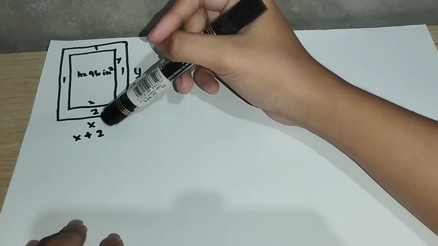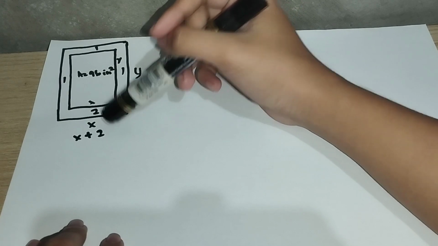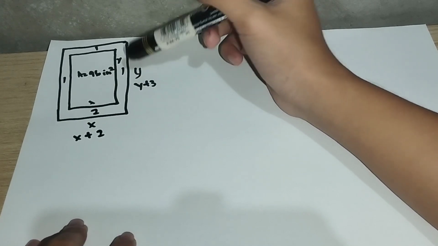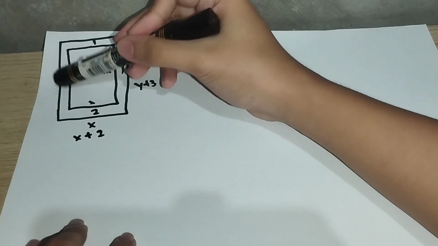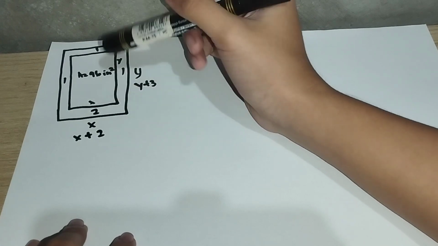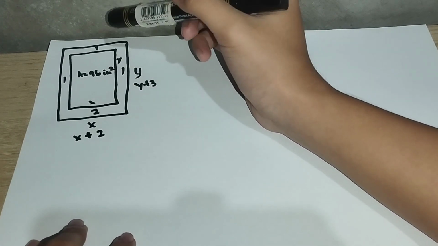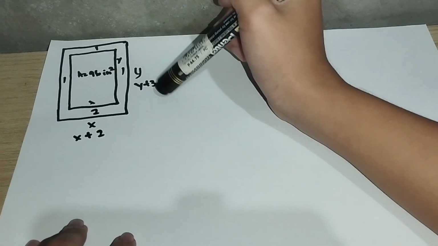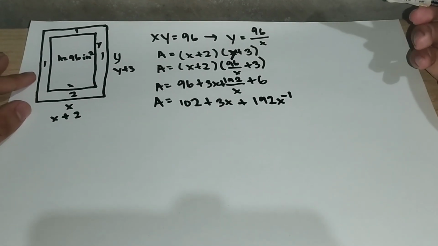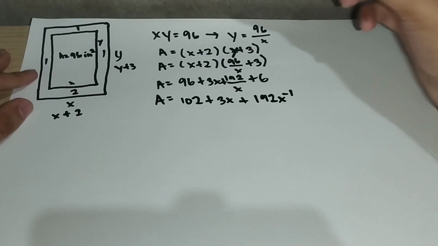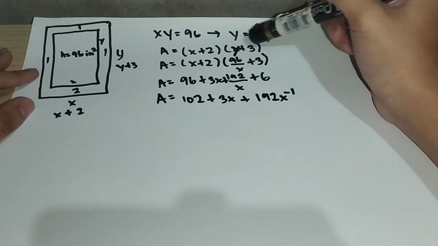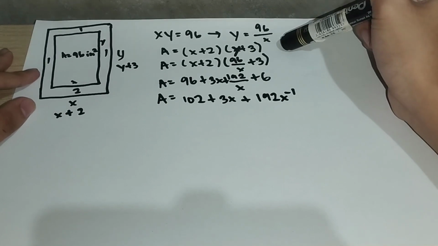The width will be represented by X and the length will be represented by Y. I just add the 2 sides of the width to come up with X plus 2, and then I add the 2 sides of the length to have Y plus 3. Let's now solve for Y. Let's just turn this equation to this and we get Y equals 96 over X.